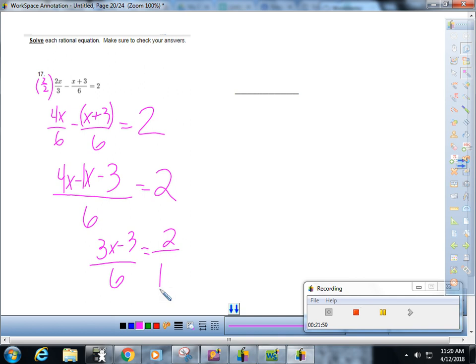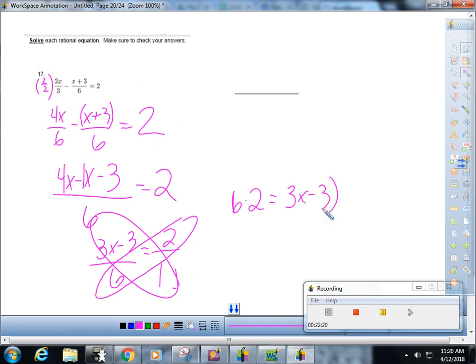Now you cross multiply. You could factor and simplify this thing, but I don't even want you to. It doesn't even save you any time. Cross multiply. So you get 6 times 2. I'll write it out. 6 times 2 is 3x minus 3 times 1. 12 is 3x minus 3. Add 3. 15 is 3x. And indeed, x is 5.